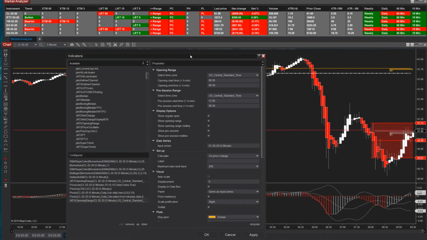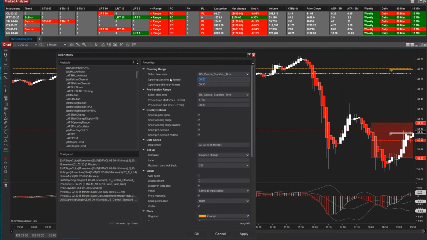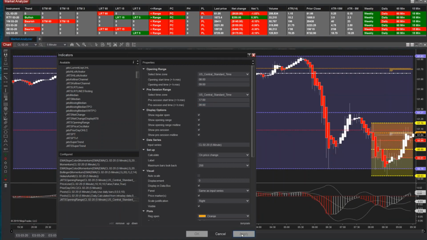And this indicator can be customized. You can definitely put your opening outcry time frame in here for your RTH session. So for crude, it would be 8 to 9 o'clock, and the pre-session start time would be 8, and this is Central Time. And you can hit apply, and there are your boxes again.